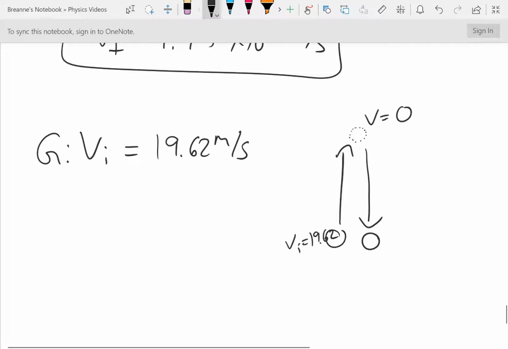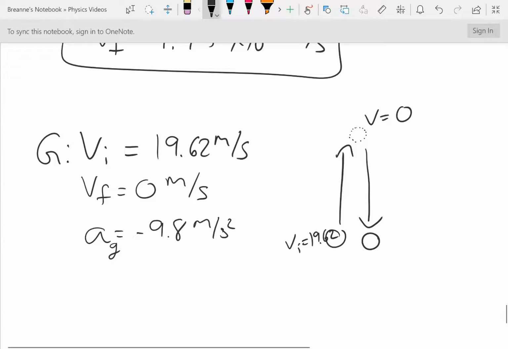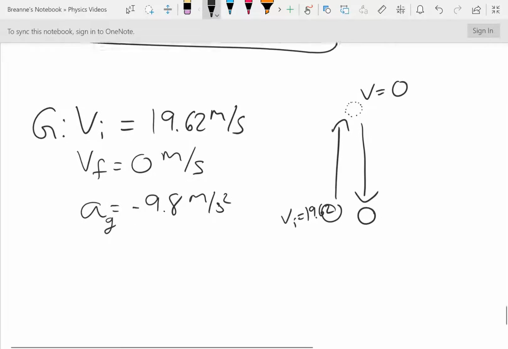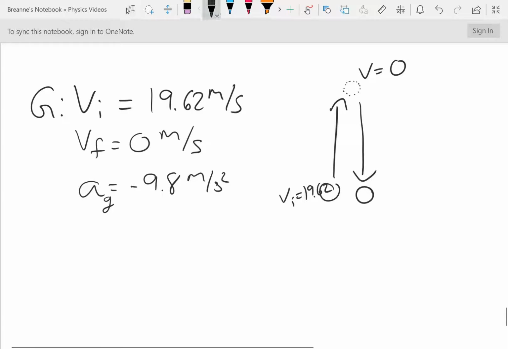So let's figure out how long it takes it to go straight up. We're going to say our final velocity is 0 meters per second. Our acceleration is negative 9.8 meters per second squared because that's the acceleration due to gravity. That's the rate it's falling at on Earth. And we are looking for time.